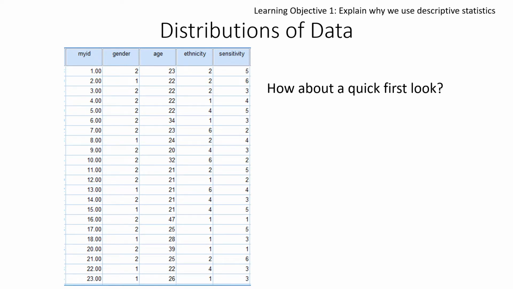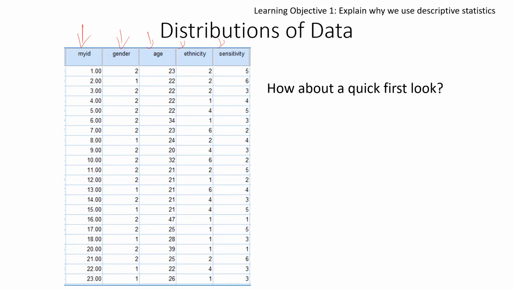So let's start with a first look. Basically what you see here, with 23 rows, is what you can expect to see when you're presented with data. You get an ID variable here, a categorical variable here, a continuous variable here, another categorical variable, and then it looks like a sensitivity score, so probably a self-report or on a different scale, probably a Likert scale 1 to 7 here.